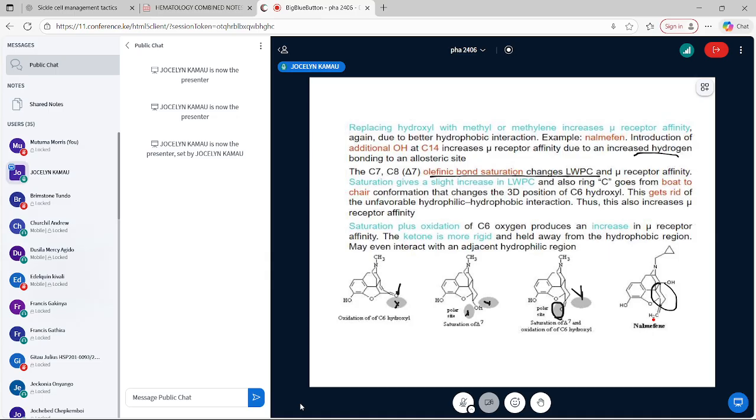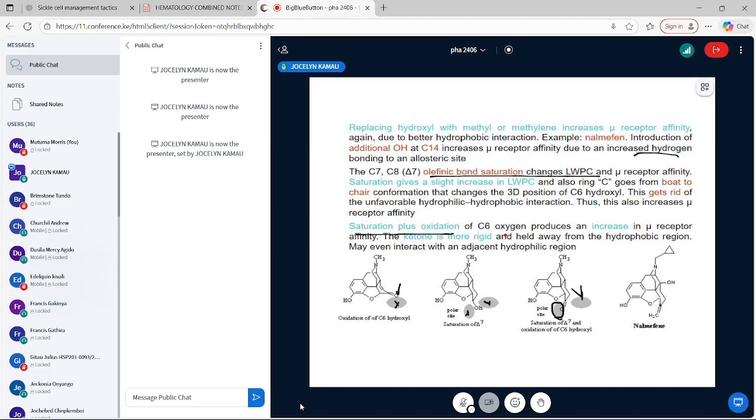And therefore, when you do structure modification of this morphine, then you are able to interfere with the way the molecule is interacting with the allosteric site, and therefore giving more activity. So that's just what we're saying, that this gets rid of the unfavorable hydrophobic interaction, that this also increases mu receptor affinity.